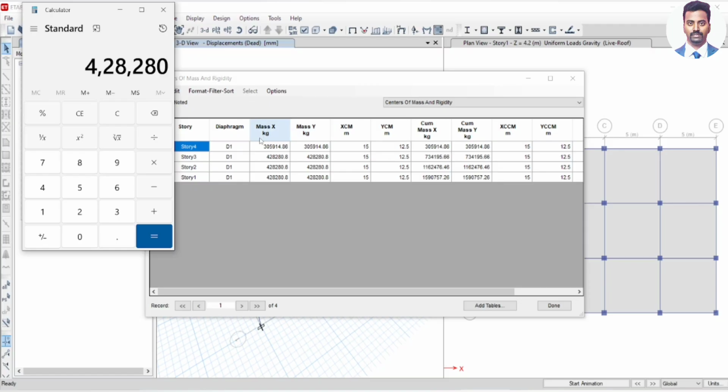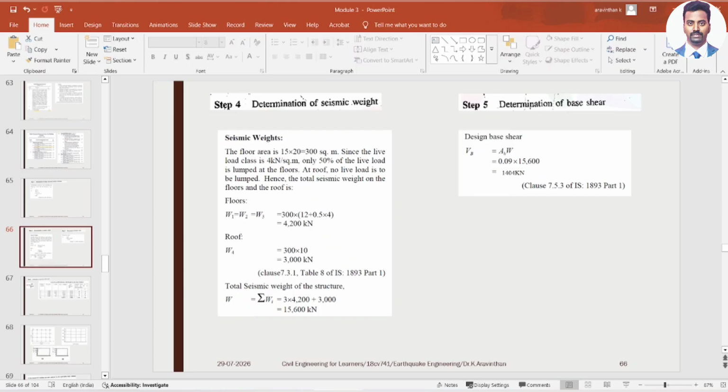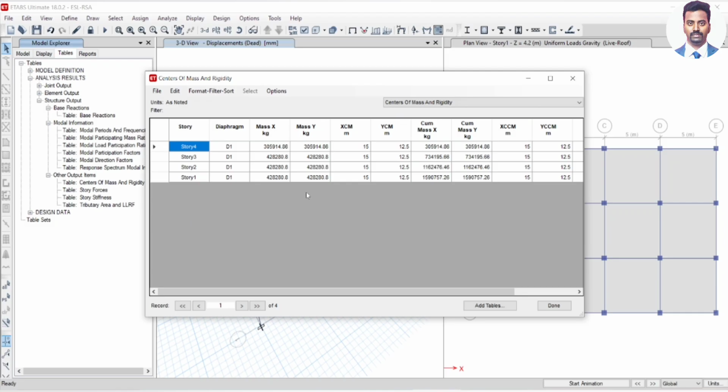You can convert it into Newton. You can multiply by 9.81. So this will be in terms of Newton and divided by 1000. This will be in terms of kilonewton. So you will be having nearly 4,201. So this was our load which has been provided. Here you can see 4,201. So here in theoretical analysis 4,200, for all the three floors, first, second and third.